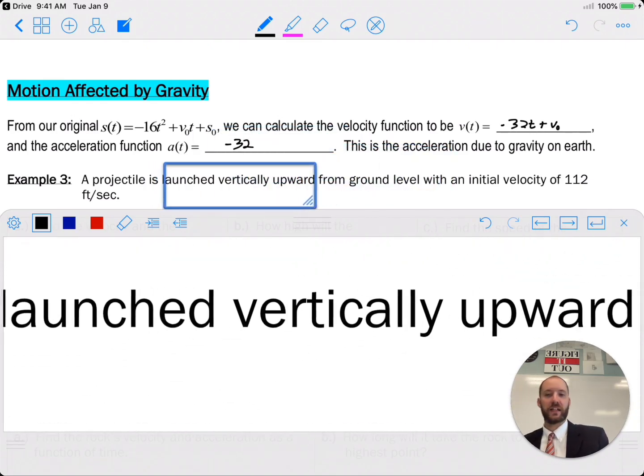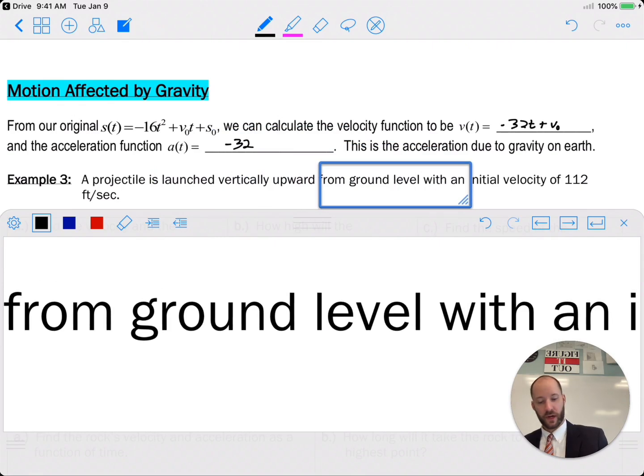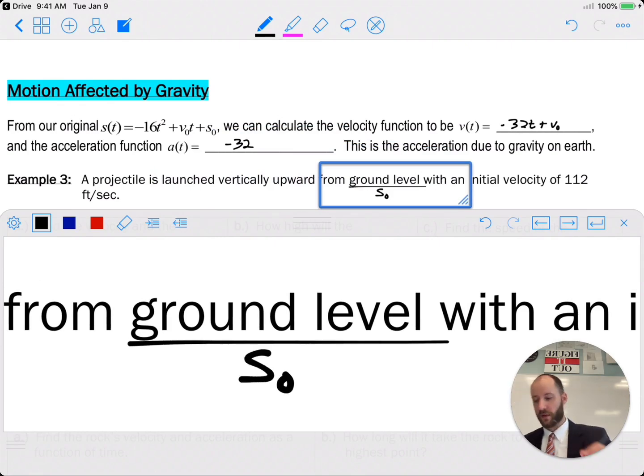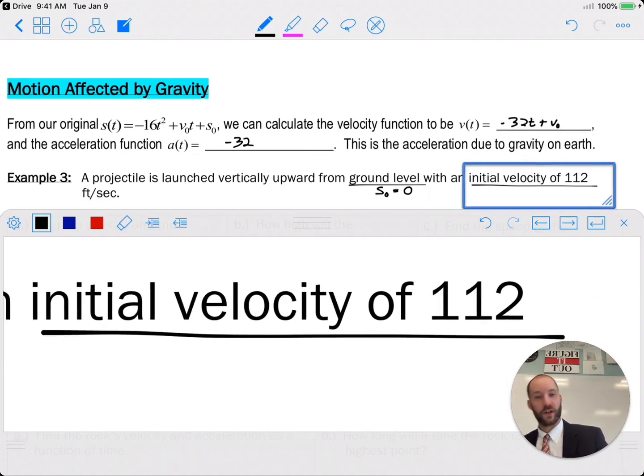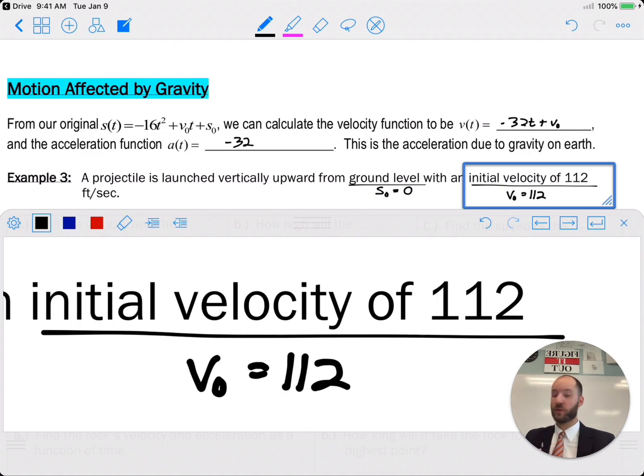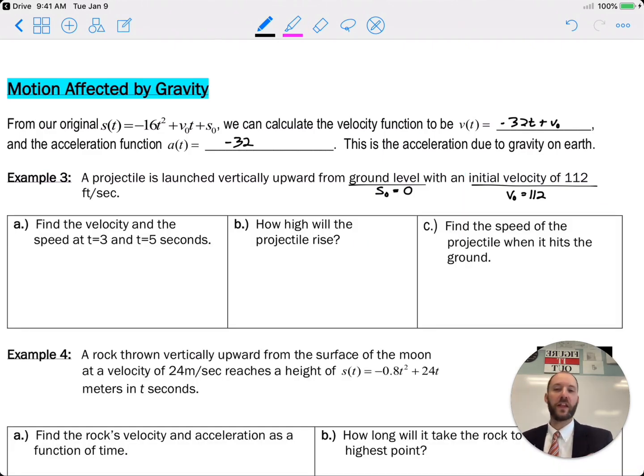Now, a projectile is launched vertically upward from ground level. Now, ground level, you have an initial position, so s naught, that is 0. You have an initial velocity of 112. So you have v naught is 112. Alright? So find the velocity and the speed at t equals 3 and t equals 5.